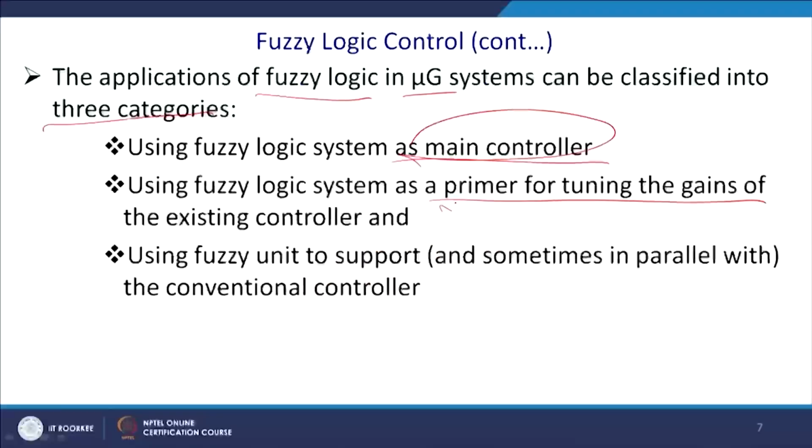Ultimately, this PI controller will act well if you have optimally designed the values of Kp and Ki. And for this reason, to get the closest or best approximation of the PI controller, we can use the help of fuzzy logic without having knowledge of the plant. So, in that area also fuzzy logic can work. That is what it says, using a fuzzy logic system as a supervisor for tuning the gains of the existing controller. And what else? Using the fuzzy unit to support, and sometimes in parallel with, the conventional controller.